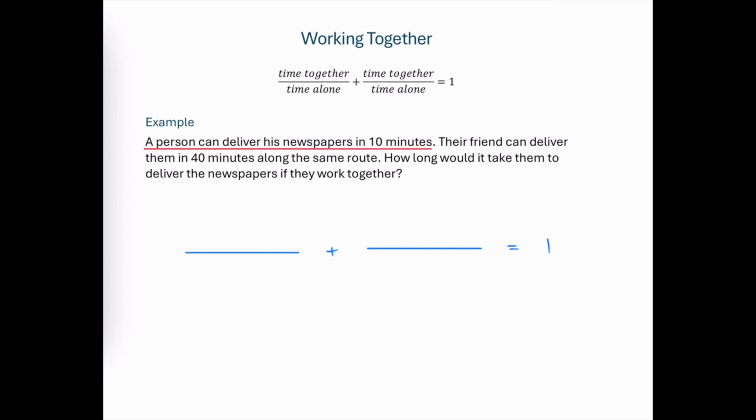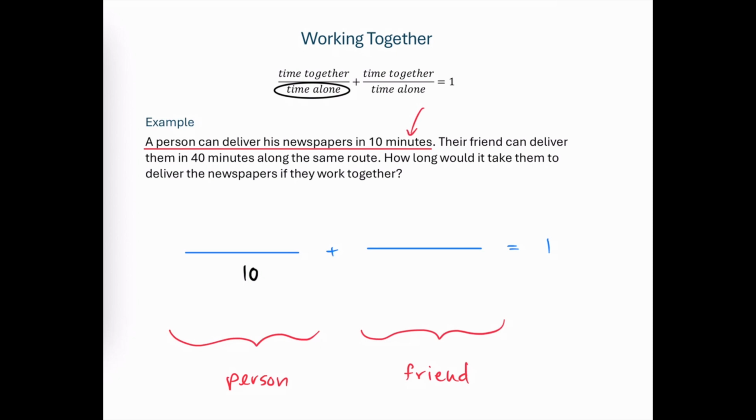The first person can deliver the papers by himself in 10 minutes. So let's designate the first fraction to represent the first person, and so their time alone is going to be 10. For right now, let's just make note of the fact that time is being measured in minutes, and those are the units that we'll use to answer the final question.